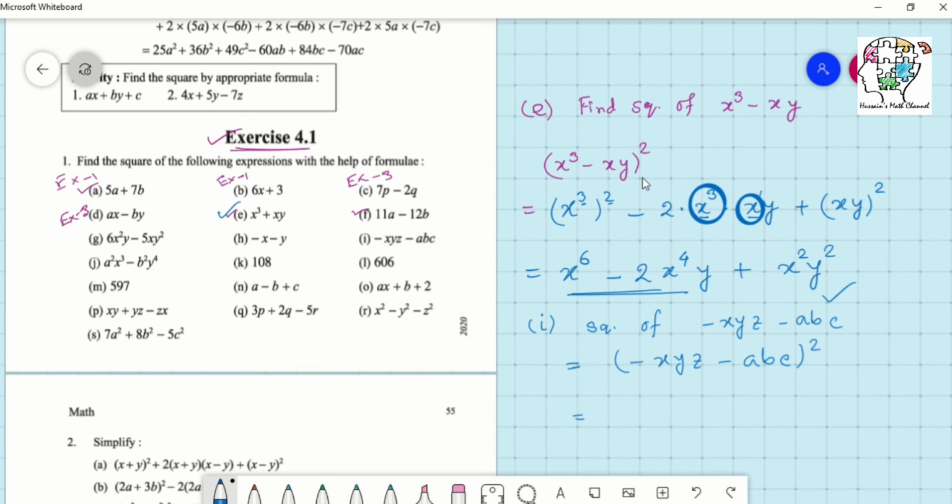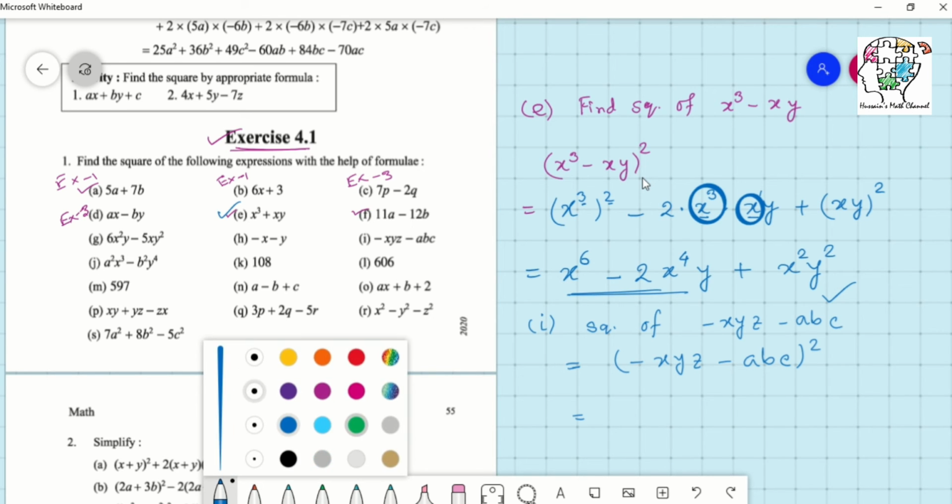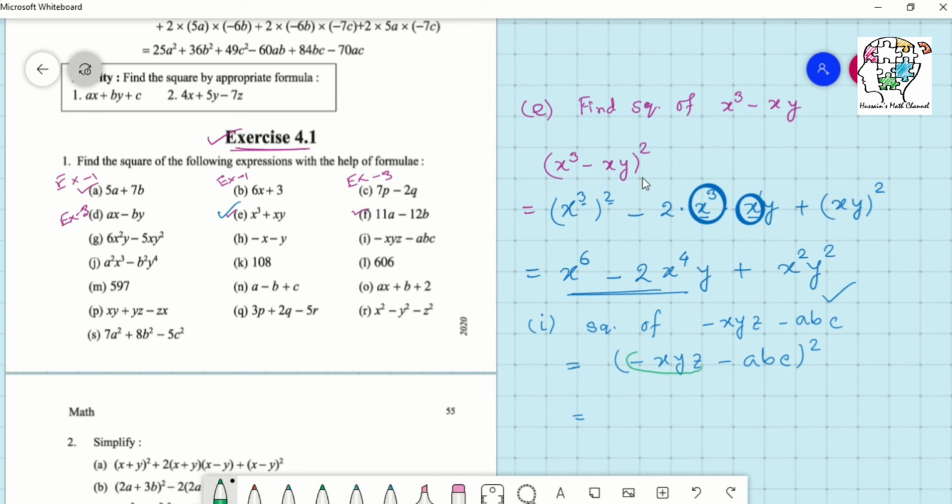Here we have to say that the total thing, that means this minus xyz as a, if we put this thing as a and these three things as b, we can just use the a minus b whole square formula. That means minus xyz whole square, that means a square, minus 2 times minus xyz times b, b means abc, and plus abc whole square.